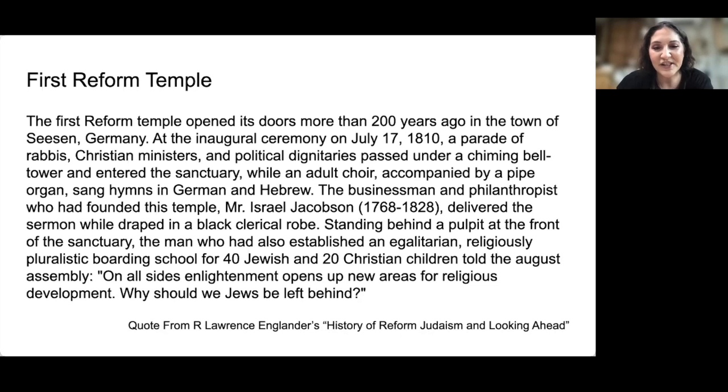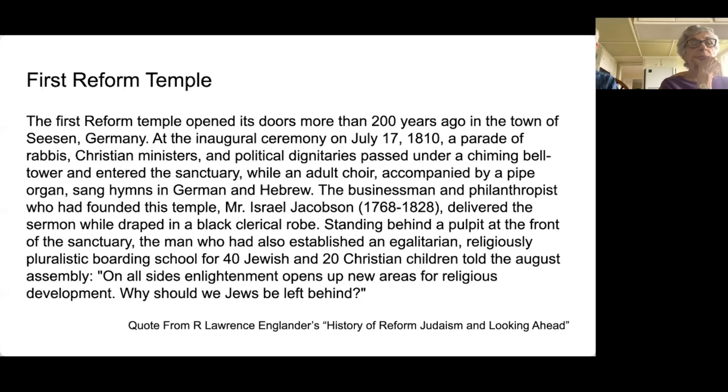I think this really speaks to the way in which it really was about integrating into German society and taking on things that were seen as more modern because they were Christian, in terms of ways of welcoming in people by using both the vernacular language and Hebrew in their prayers. And then also using a choir and a pipe organ were things that were borrowed from the Christian tradition.